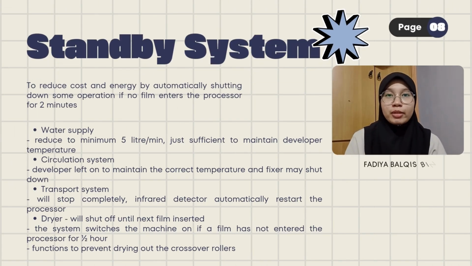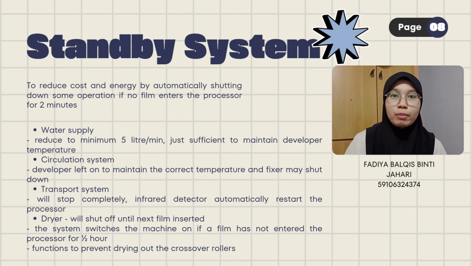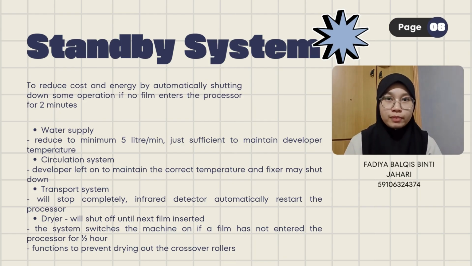Now I'll be explaining about the standby system of the automatic processing system. The standby system functions to reduce cost and energy by automatically shutting down some operations if there is no film entering the processor for at least 2 minutes. Firstly, it reduces the water supply. The water supply is reduced to a minimum of 5 liters per minute, which is just sufficient to maintain the developer temperature. Next is the circulation system.